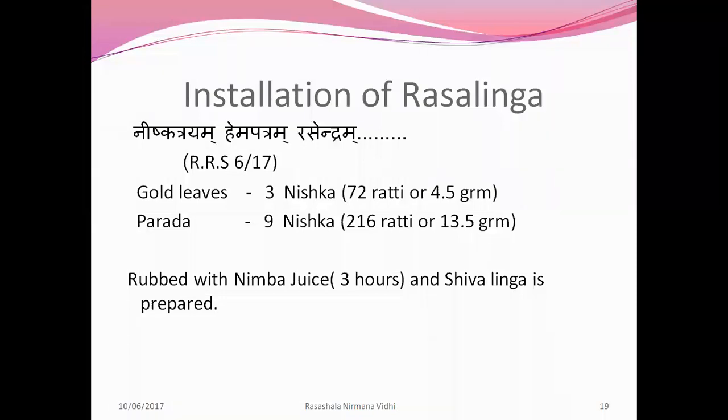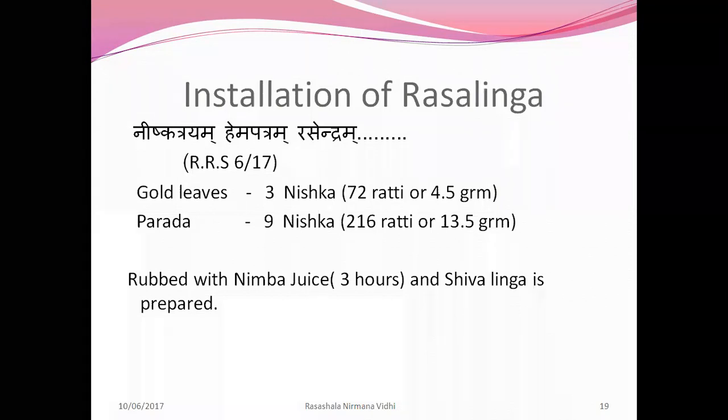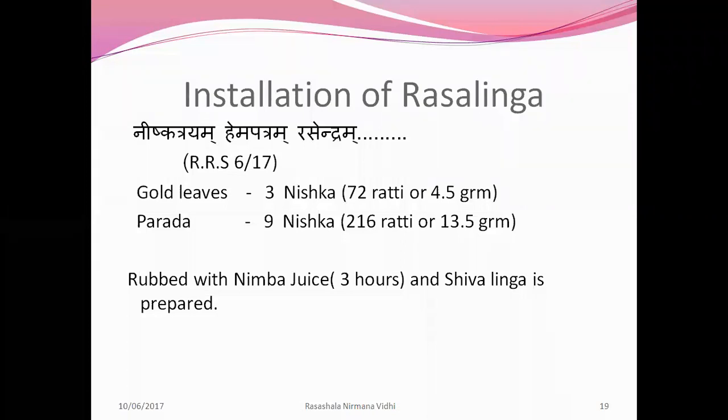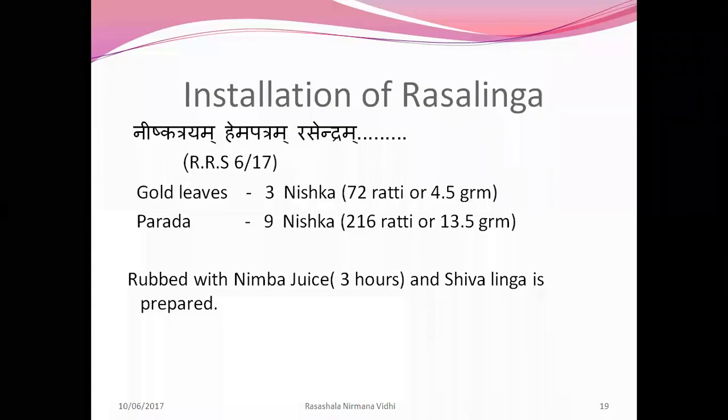Shalayam Purva Dikbhage Sthapaye Rasabhairavam. So Rasabhairava means the Rasalinga which is prepared out of gold leaves and mercury. This Rasalinga should be installed in the center of the Rasamantapa which is constructed in the eastern direction of the Rasashala. Clear?